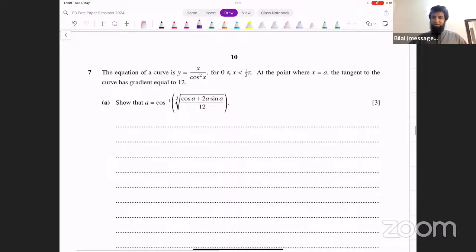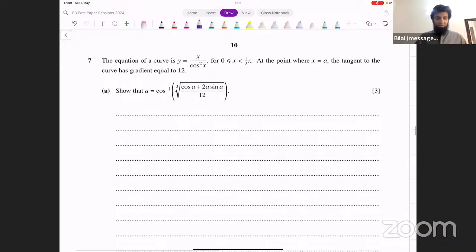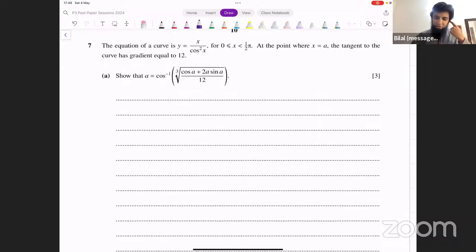Now, let's move on to the next one. This is the next question that most of you have asked about, question number 7 from this paper. Okay, let's have a look at this now. Question number 7. It says the equation of a curve is y equals x over cos square x for x between 0 and pi over 2. At the point where x equals a, the tangent to the curve has gradient equal to 12, so that a equals this.